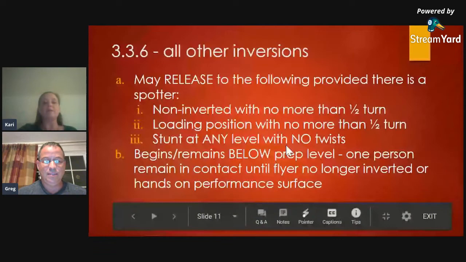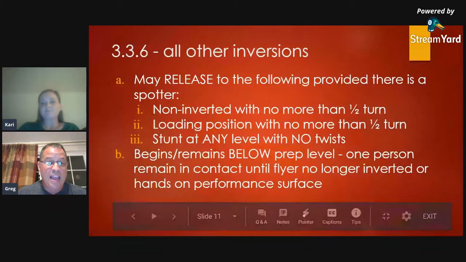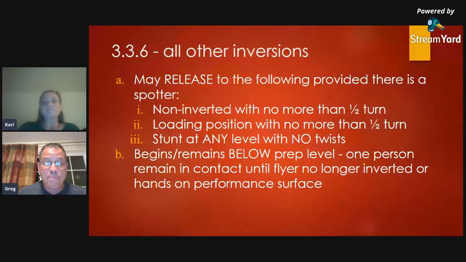All right, moving on. 336. May release to the following provided there's a spotter: non-inverted with no more than a half twist, a loading position with no more than a half turn, or a stunt at any level with no twists. So if they start in an inversion, they can do that little 3/4 turn up, and they can come up into a cradle.